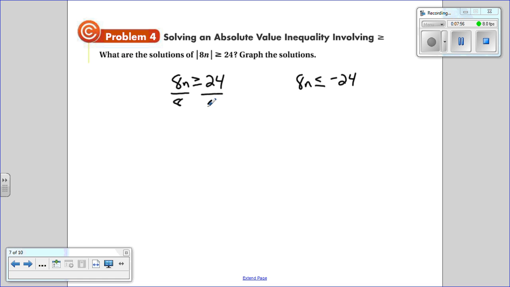So divide by 8. n is greater than or equal to 3. And over here, divide by 8. This is n is less than or equal to negative 3. So we have n is greater than or equal to 3, and n is less than or equal to negative 3. So the big difference is, when you're dealing with inequalities, it's still the same rule. You take away the absolute value, and you basically take the opposite of whatever number is here, but you also have to change your inequality sign.